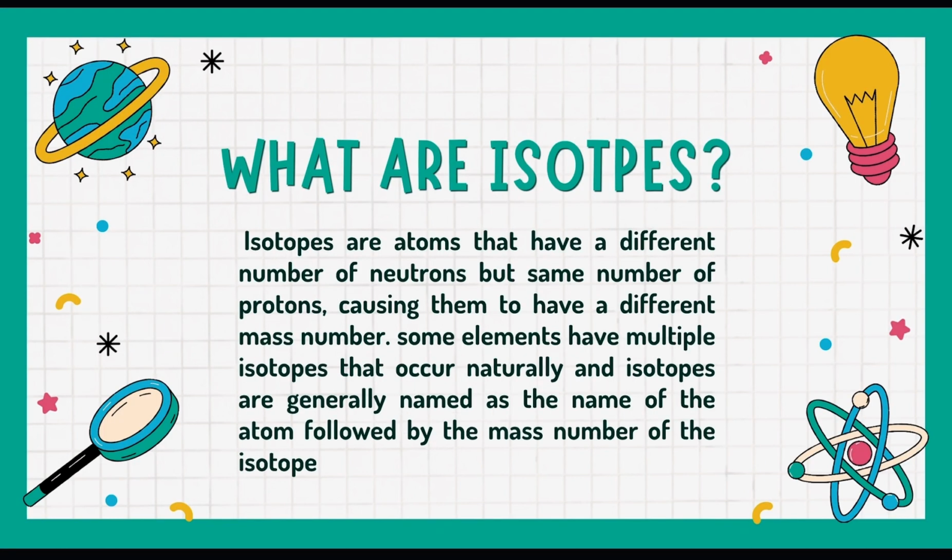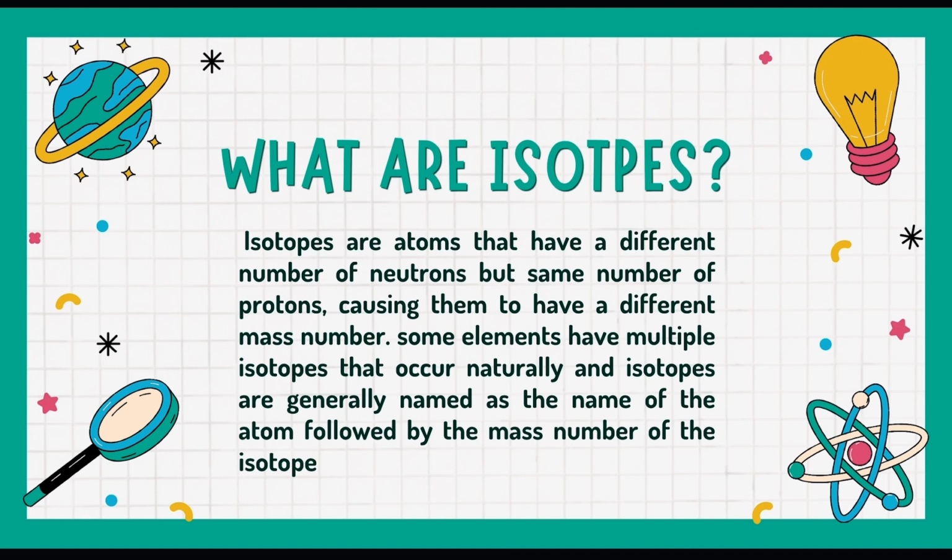So you might be wondering, what are isotopes? Because chances are you might have never heard that term being used in your daily life. Well, isotopes are atoms that have a different number of neutrons but the same number of protons, causing them to have a different mass number. Some elements have multiple isotopes that occur naturally, and isotopes are generally named as the name of the atom followed by the mass number of the isotope.